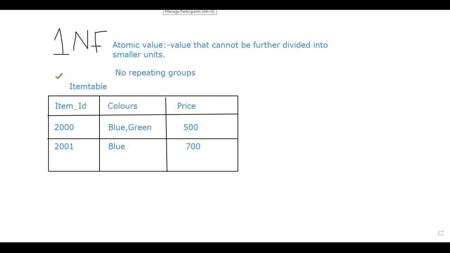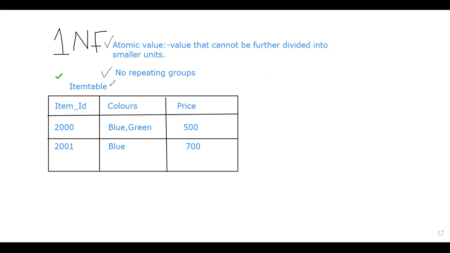Now, if I ask you whether this item table is in first normal form, what would you say? Really, just pause the video and think. Use your brain and think whether this table is in first normal form. I hope you have thought about it now. We studied that if a table wants to be in first normal form, it must satisfy two conditions: it must be in atomic value, and it should not have repeating groups.